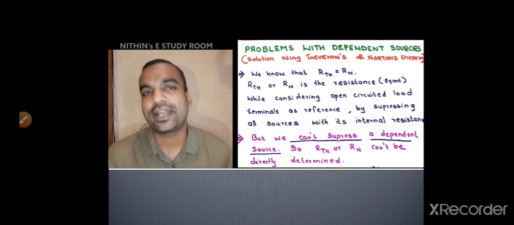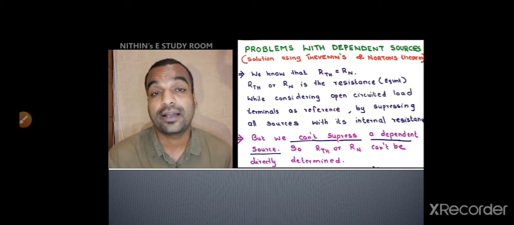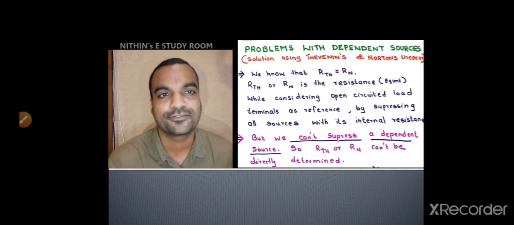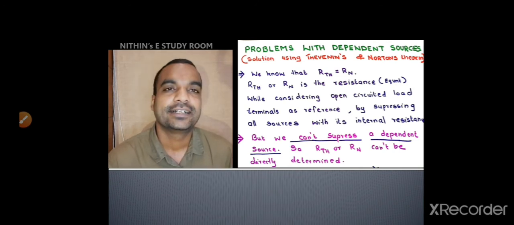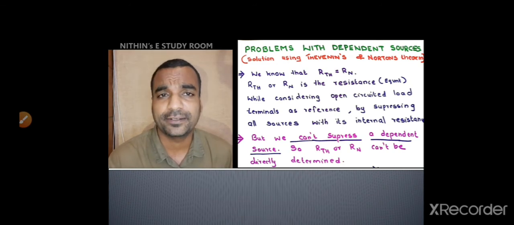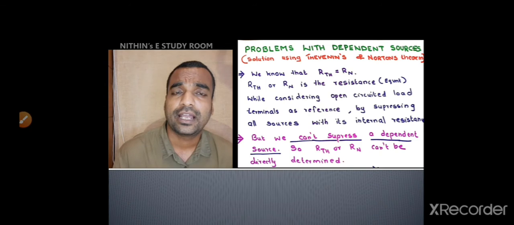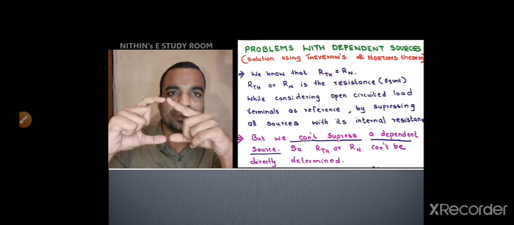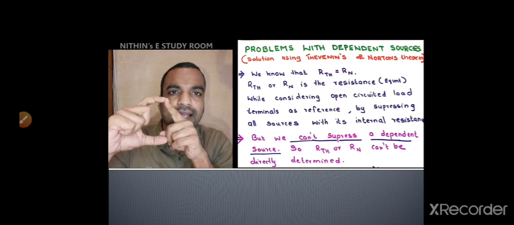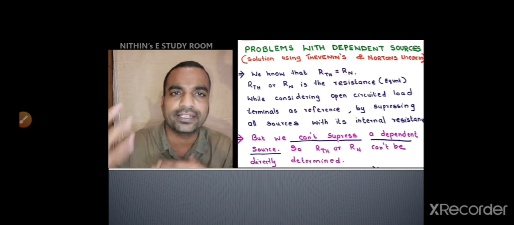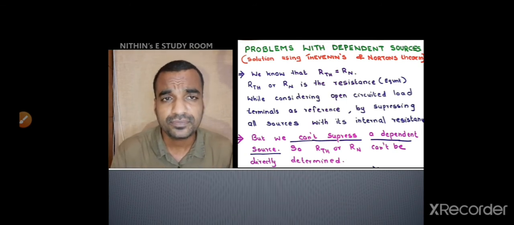So how can we find RThevenin without removing the sources from the circuit itself? Any idea how we can find it? There is a simple idea. Because we are finding everything with respect to the open circuit terminals, if these are the open circuit terminals, we assume that we are connecting a battery here and giving a current into the circuit, and we are finding the equivalent resistance.